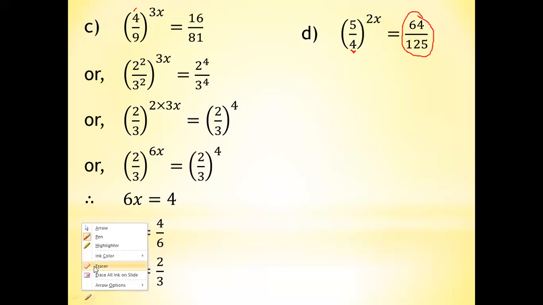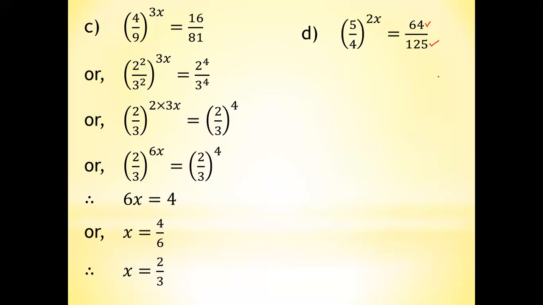Now, there are various ways to write 64, isn't it? Yes, 64 can be written as 4 cube also. 64 can be written as 2 to the power 6 also. But think about this 125. 125 can be written in a single way, as 5 cube. Am I right? 5 times 5 times 5. Yes, 5 fives are 25, 25 fives are 125. So 125 can be written as 5 cube.